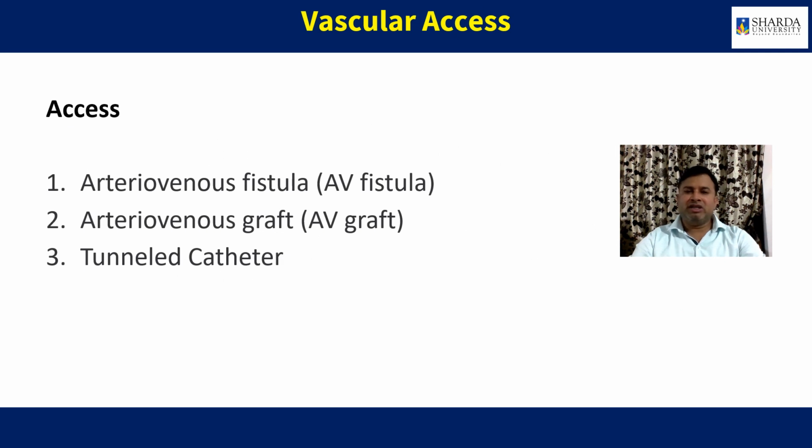Before starting dialysis, there is a need for surgery called vascular access. There are three types of vascular access. One is the arteriovenous fistula, also called AV fistula. Second is the arteriovenous graft, also called AV graft. And third is the tunneled catheter.